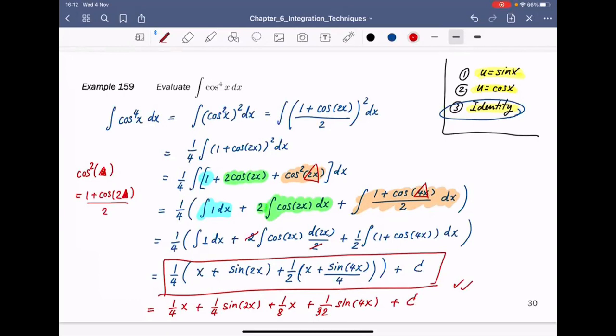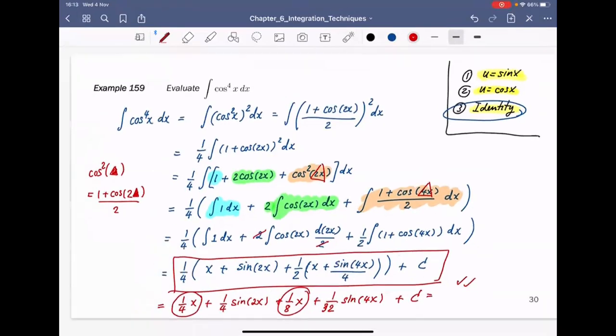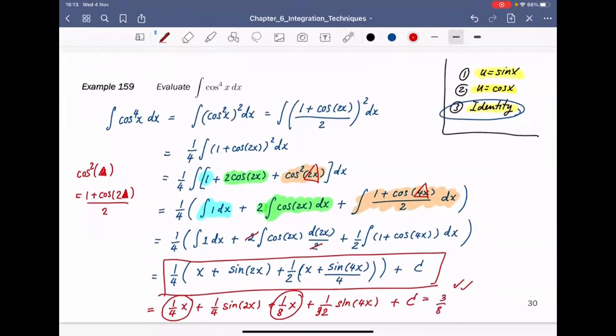Someone is going to say, why don't you just group 1 over 4x and 1 over 8x together? You can group it together. It's going to be 3 over 8 x. So it's going to be 3 over 8 x plus 1 over 4 sine 2x plus 1 over 32 sine 4x plus C. Sorry, I ran out of space, but that is how you do it.